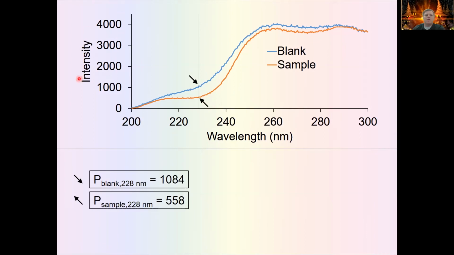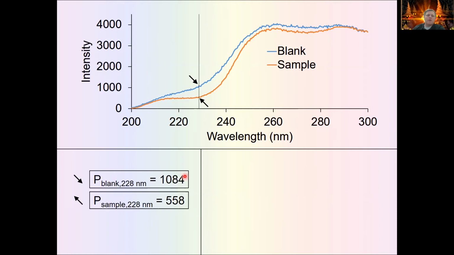By the way, if you're wondering what units this intensity is in, it's actually in arbitrary units. This really just depends on what voltage we're applying to our photodiode array. If we turn up the voltage on it, that will increase the intensity without actually changing anything about our sample. And if we turn down the voltage, we'll decrease the intensity, etc. So this is just arbitrary units.